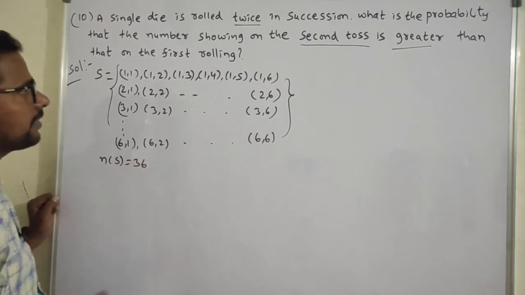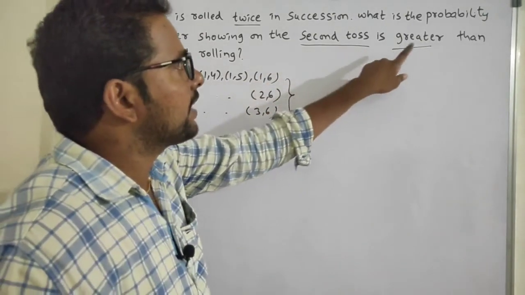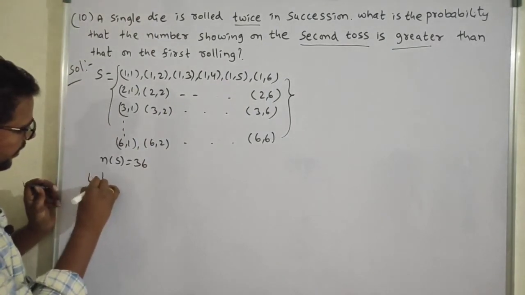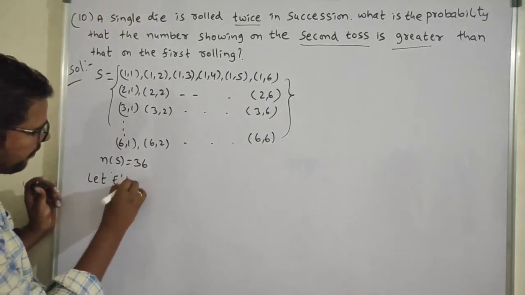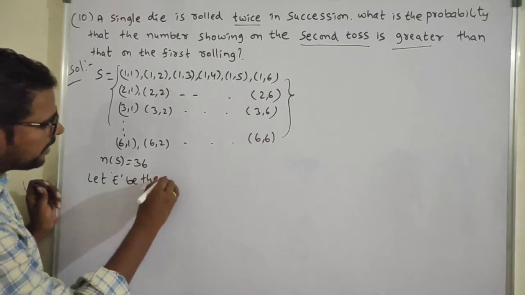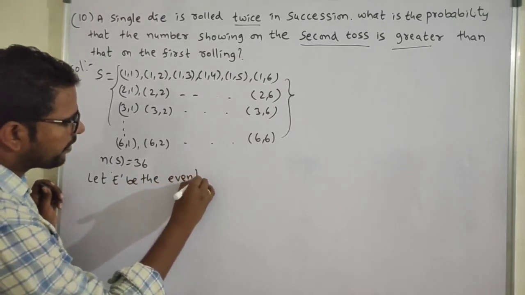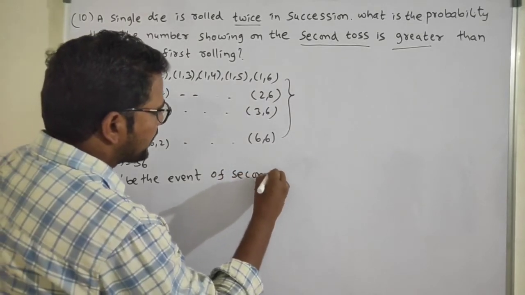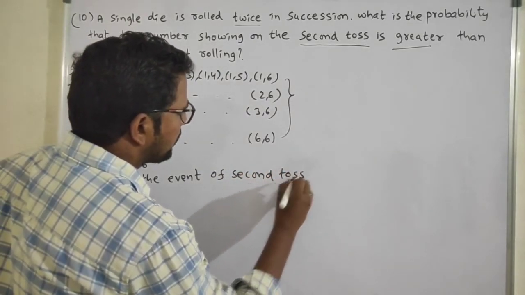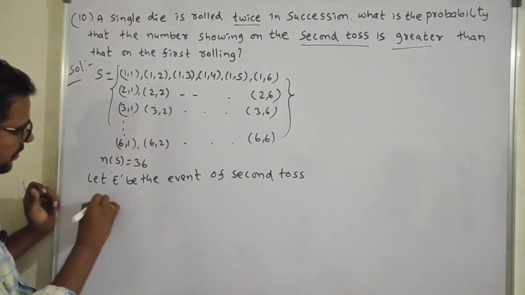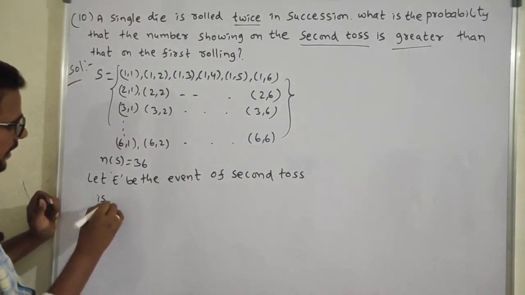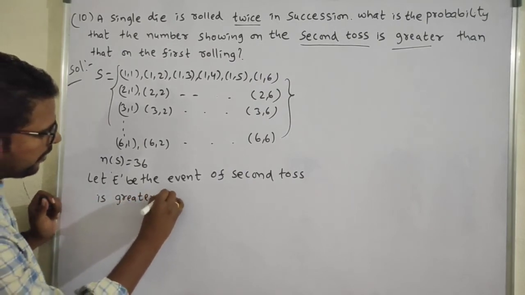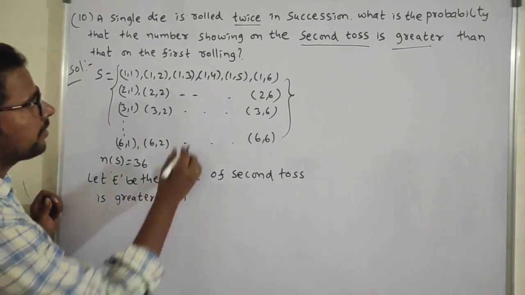What is the event? Take our event: the second toss is greater than the first toss. Let E be the event of the second toss being greater than the first rolling.